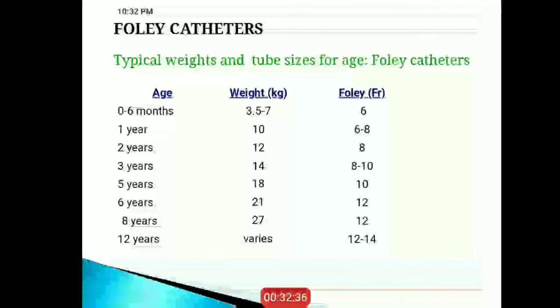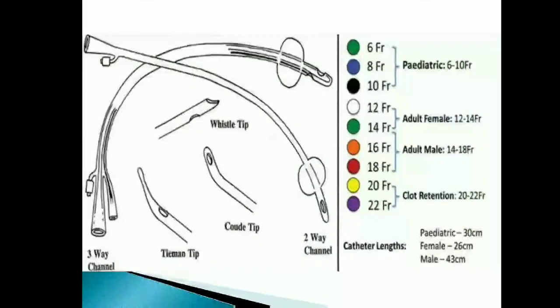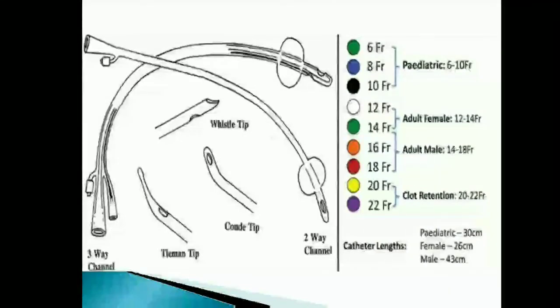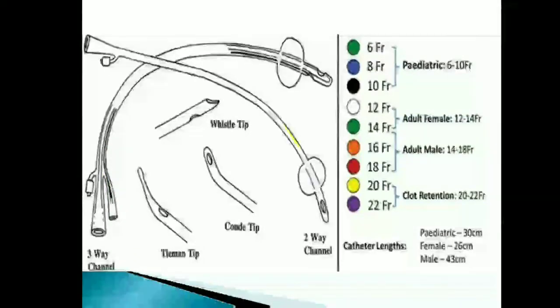In case of the infants or the newborns, if the catheter size is very big for the orifice, we can also use feeding tube to drain the urine. In this slide, you can see different types of catheters. First one is the three-way catheter, second one is the two-way catheter, and there is whistle tip, coude tip, and diamond tip catheter. Here are the sizes of catheter. From 6 to 10 French we generally use in pediatrics, but it is used according to the orifice.